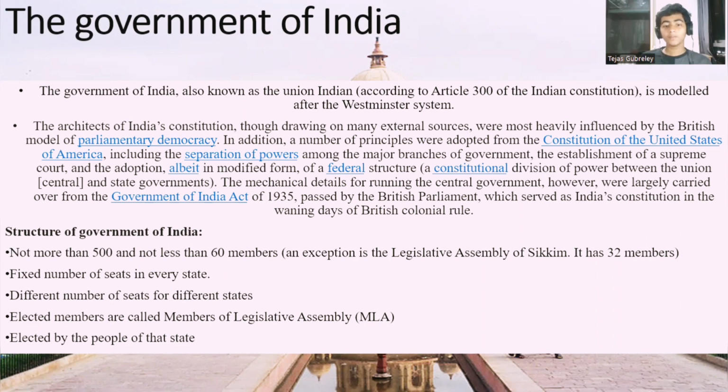The mechanical details of running the central government, however, were largely carried over from the Government of India Act of 1935.